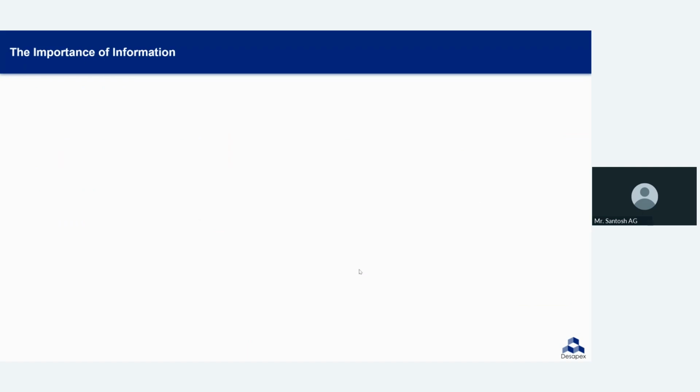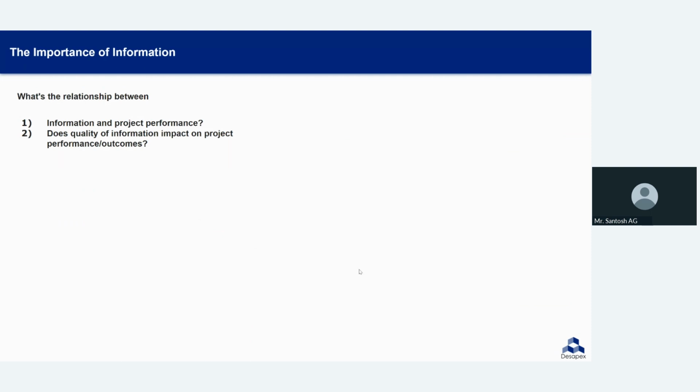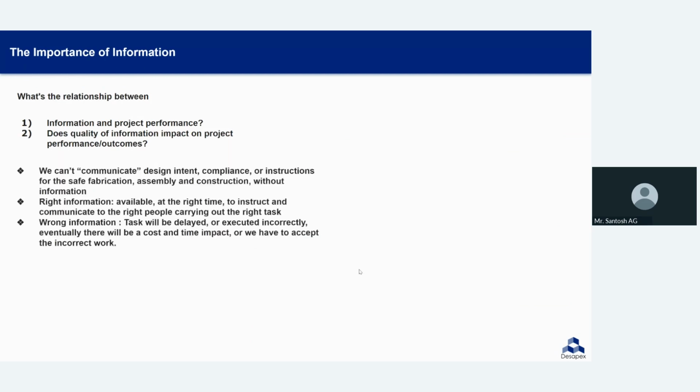In order to realize the importance of information, let's answer a few questions. What's the relationship between the information and the project performance? And the second would be, does quality of information impact on the project performance or the outcomes? There is very little we can do without information.